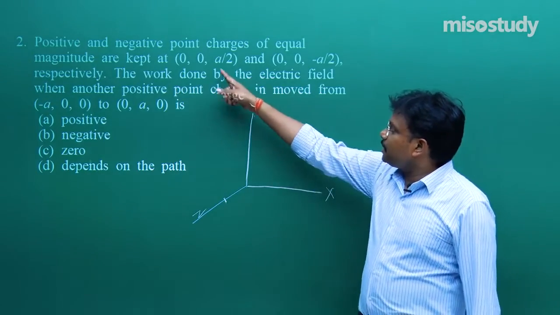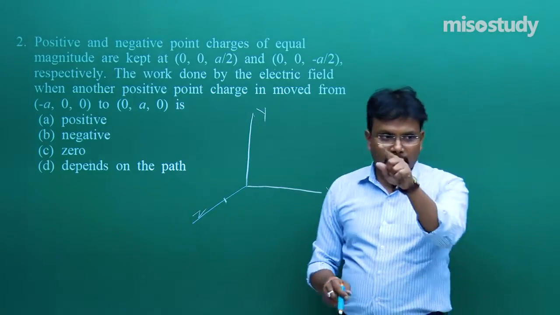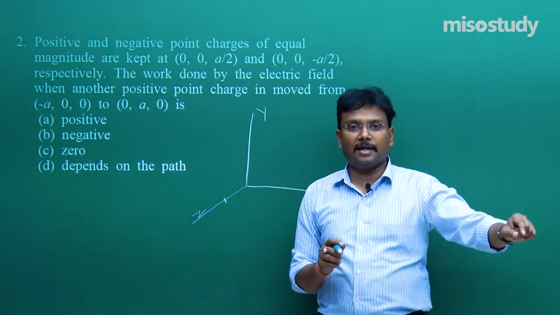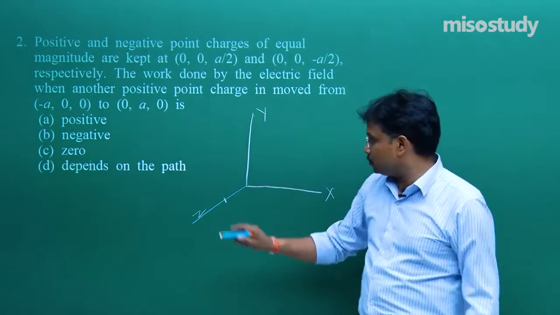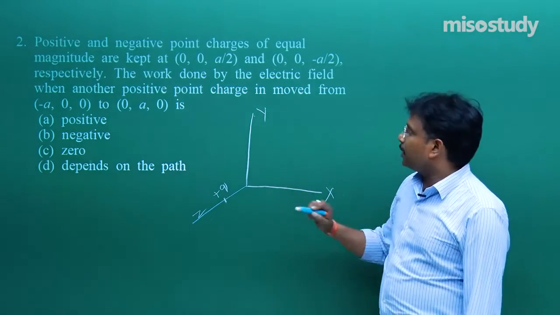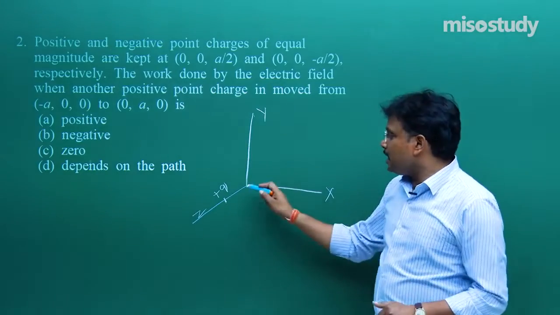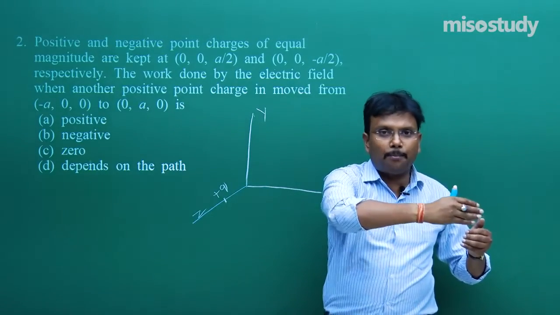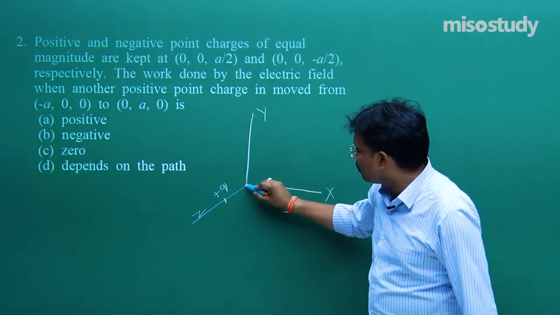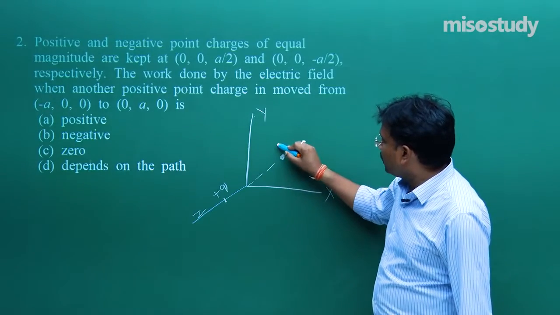Now, first is 0, 0, a by 2. So if I am putting it over here, you can put the charge at the left side of your presence, and then you can say it is a positive charge. Fine. So it is a positive charge. Okay. Now 0, 0, minus a by 2. It means the next charge is just opposite on the same axis. So somehow it is like a negative charge.